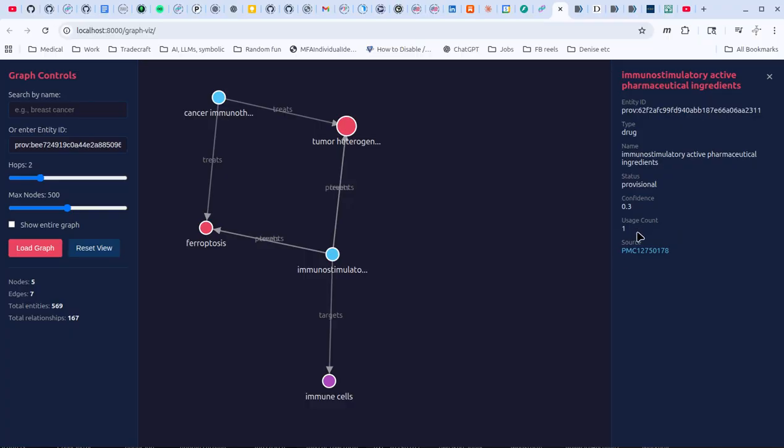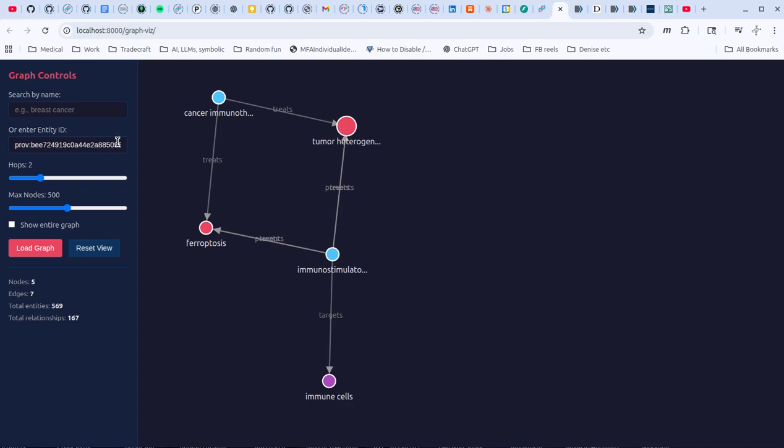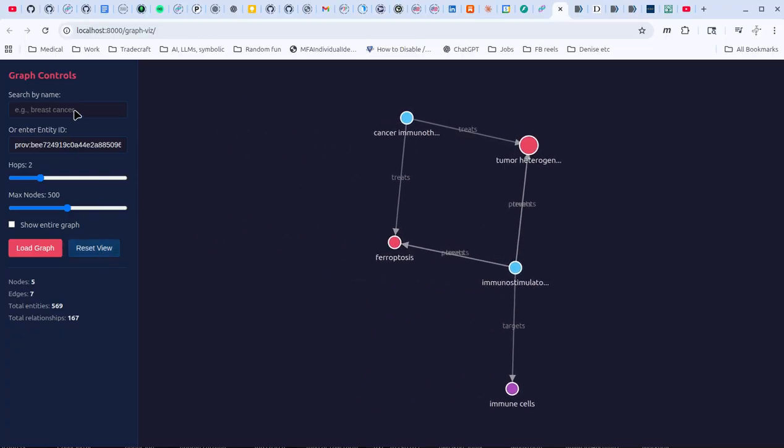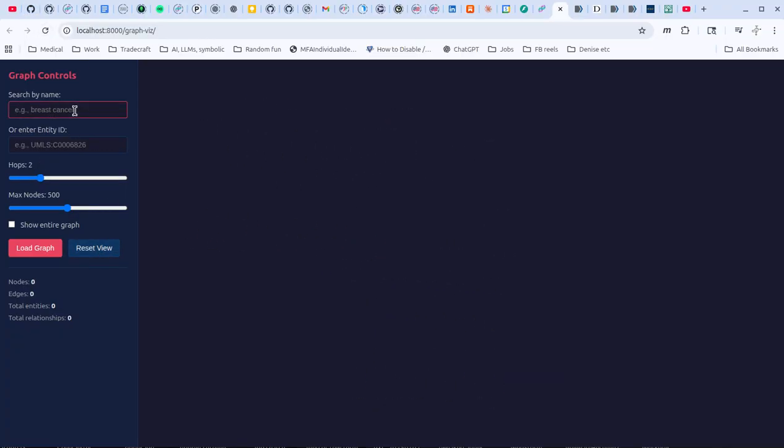Usage count tells us, so this was done with about 100 papers off of PubMed, and so this concept only came up once in those 100 papers, so that's the usage count. If we go up to, okay, let's get rid of this. If we go up here and we say, hang on. All right, let's do it like this, okay.